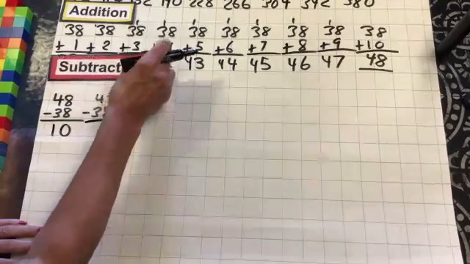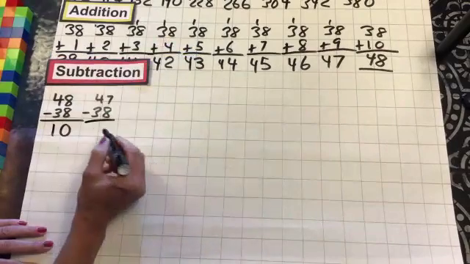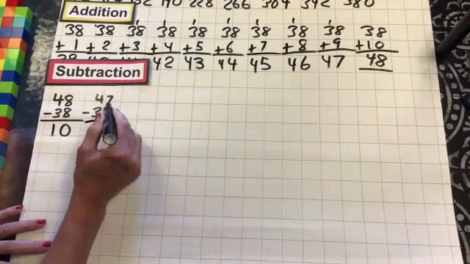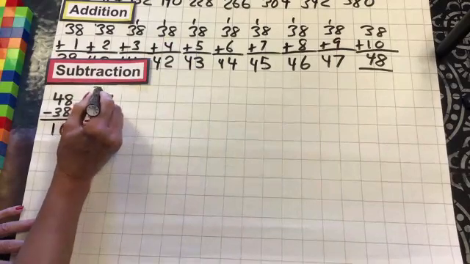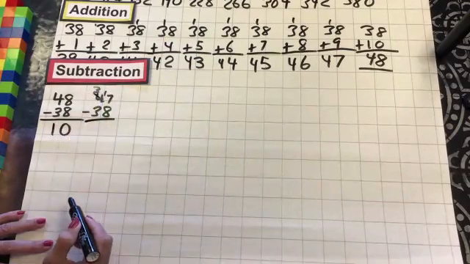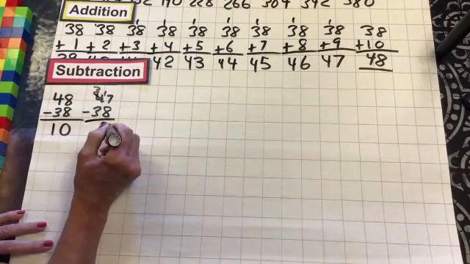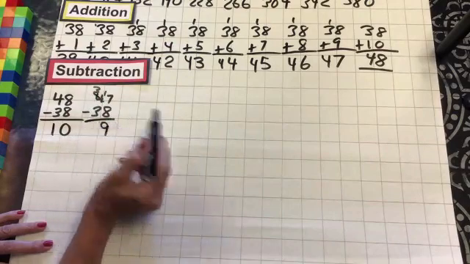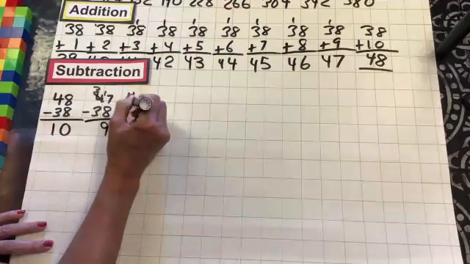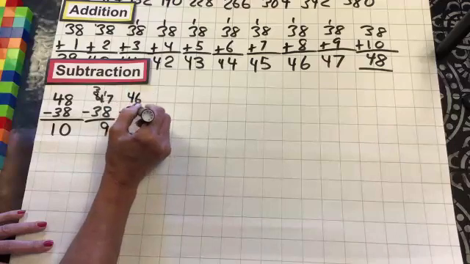So here's where it gets tricky. I'm going to move that up so we can see better. So we can't take 8 from 7. So we're going to borrow from the 4, leaving 3, making that 17. 17 minus 8 is 9. 3 minus 3 is nothing. All right, now we got 46 minus 38.